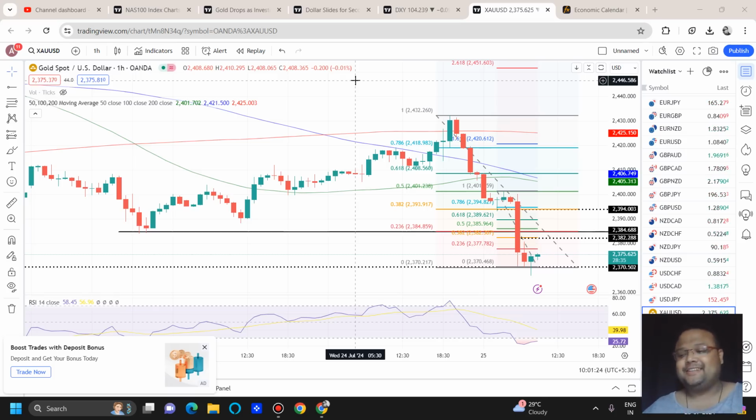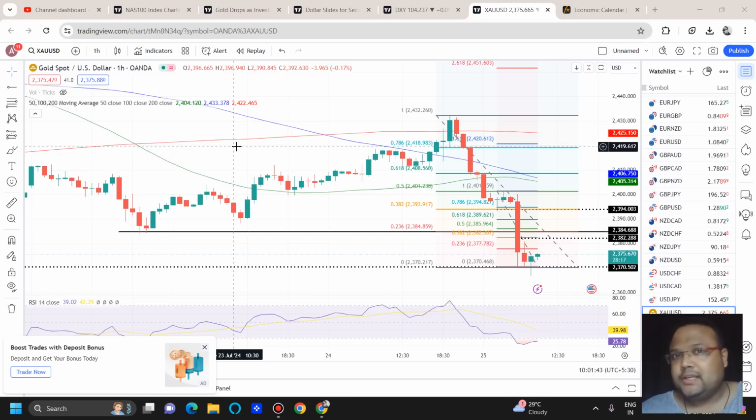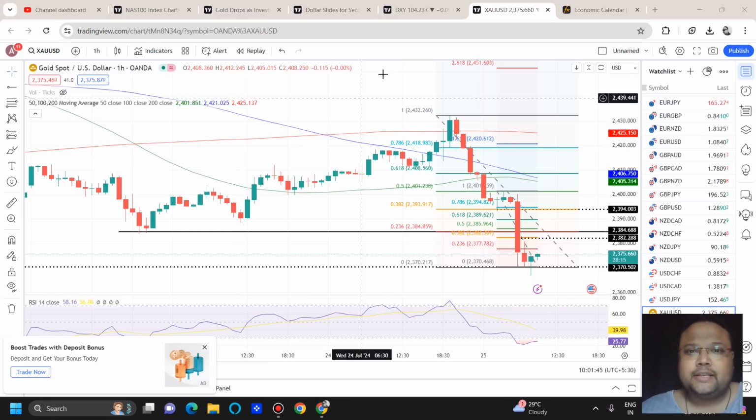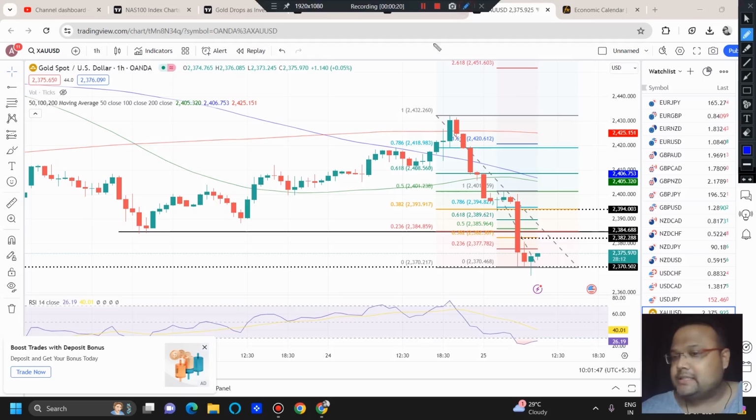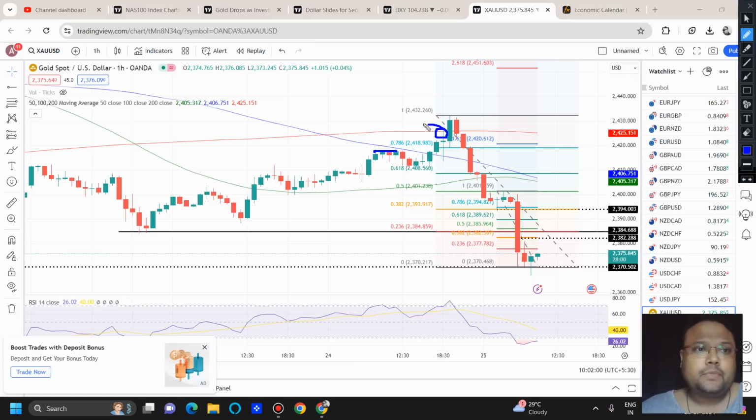So let's get started. My dear friends, gold has shown some unexpected moves again. Yesterday, when we were discussing gold, it was somewhere around here. We discussed selling around 2420, around the 200 moving average, as well as around 2430. Honestly, I was not expecting the market to hit all three levels.